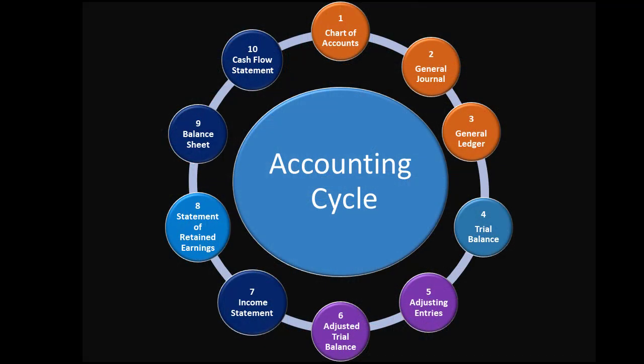For review, the typical order of the accounting cycle is the chart of accounts, the general journal, the general ledger, the trial balance, the adjusting entries, the adjusted trial balance, the income statement, the statement of retained earnings, the balance sheet, and the statement of cash flows. We have previously completed the first three items of the accounting cycle, so we will continue through the accounting cycle, starting with the trial balance.